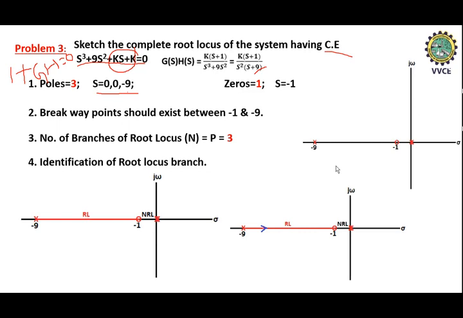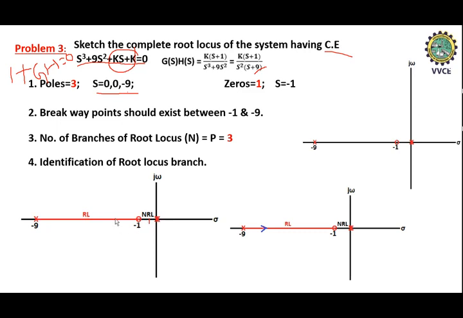So let us see here. There are two poles here, 0 is there, and here a pole is there. Find out which is the root locus branch and which is the non-root locus branch. If you take any random point in between these two poles, starting from 0 to -1, it cannot be a root locus branch.